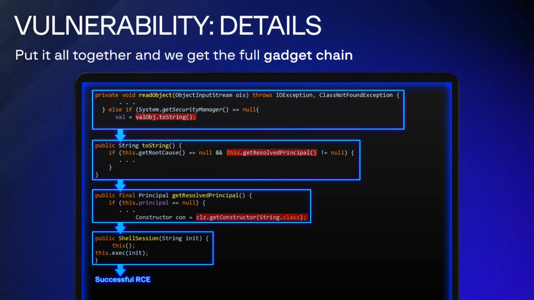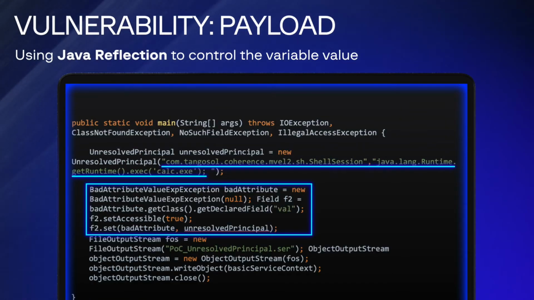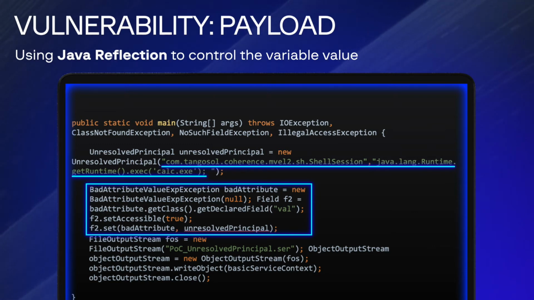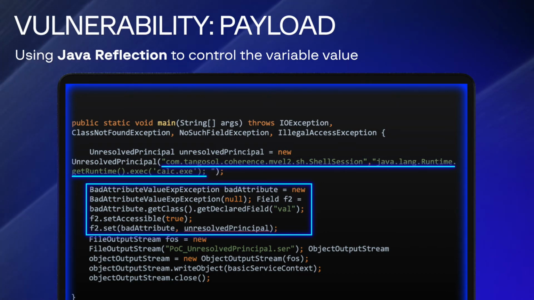And finally, our final task is to write a payload. Here I'm using Java reflection to control variable values and generate a custom serialized data. Running this payload will pop the calculator up on the target screen. This means that we are able to achieve RCE successfully. And I have a video here to describe this process.